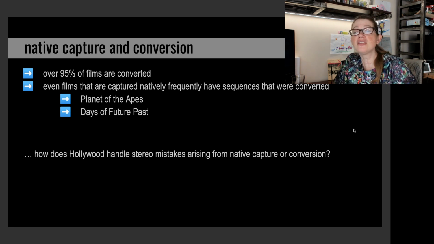And so Hollywood's solution is one of, well, we could convert it. And so as a result, what you can tend to see is movies that were filmed natively end up having a lot of sequences converted where they found some mistakes in the stereo. And instead of going and recapturing, they've just said, you know what? We'll just convert that part. Is that the only way that they handle it?